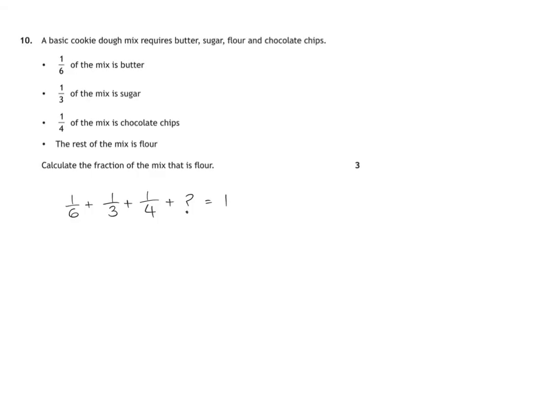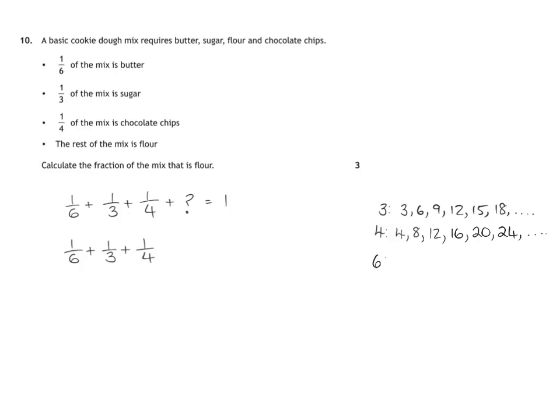So first thing we're going to have to do is add together our fractions. So we've got 1/6 plus 1/3 plus 1/4. To be able to add our fractions, we need to have a common denominator. So we're looking for the first number that is in the 6 times table, the 3 times table, and the 4 times table. So the 3 times table: 3, 6, 9, 12, 15, 18, etc. 4 times table, we have 4, 8, 12, 16, 20, 24.